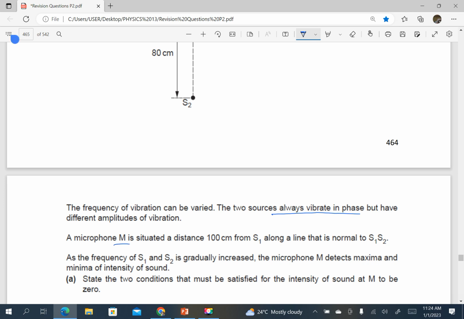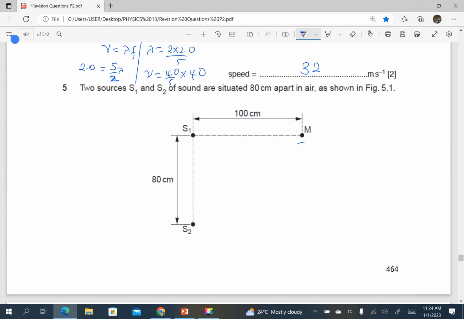The microphone M is situated a distance 100 centimeters from S1 along a line that is normal to S1, S2. Let's first find the distance S2M. We know S1M. We need to find S2M, this distance here. Of course, this is a triangle. Pythagoras theorem gives us this distance as the square root of 80 squared plus 100 squared, which is approximately 128 centimeters. So S2M is 128 centimeters.